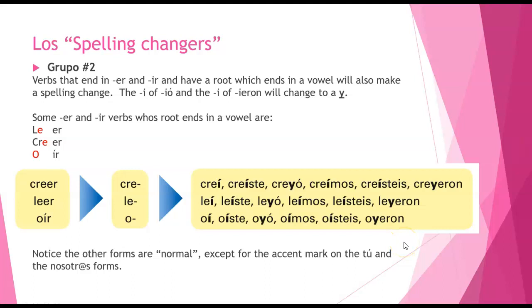And hopefully you noticed as well that the other forms, although they are, quote, normal, they carry an accent mark on the tú form and the nosotros forms, which typically they don't. So creíste, creímos, leíste, leímos, oíste, oímos. They carry accent marks, so they're a little bit different, but they're still considered what I would call regular verbs.